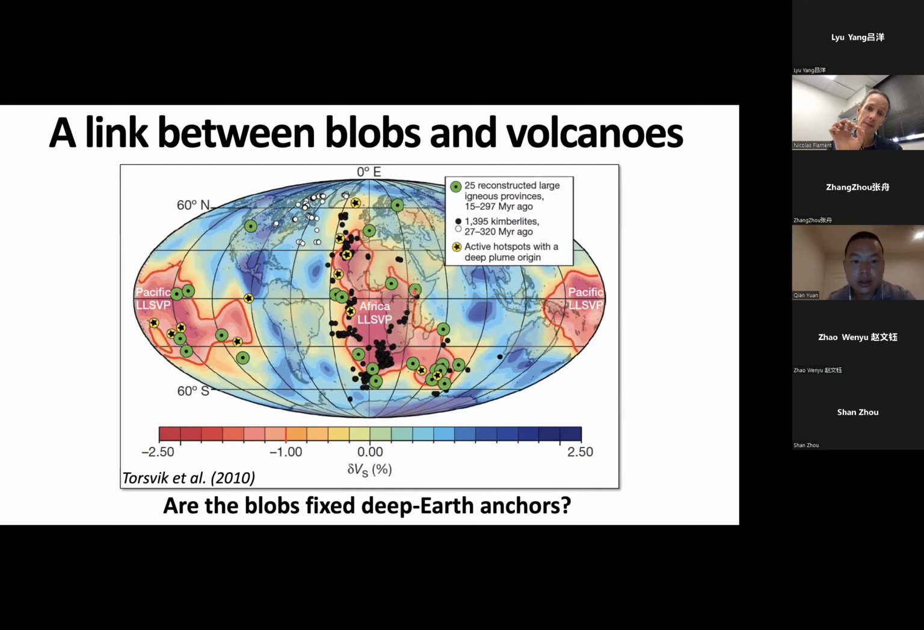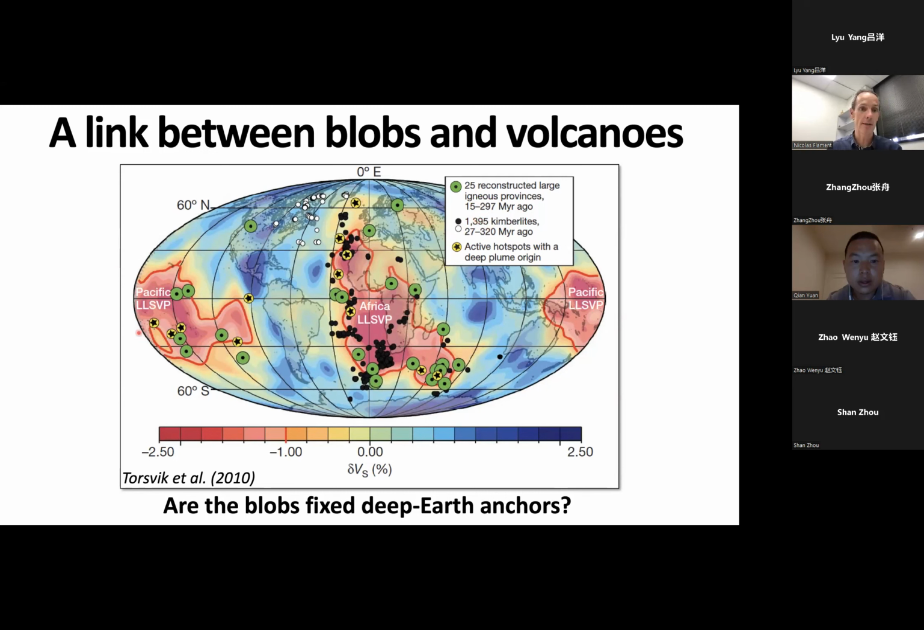When these large igneous provinces are reconstructed to their time of eruption and shown at present day, which is what we're looking at here, they tend to be around the blobs. There's not many of them. There's about 25 of them in the last 300 million years, which is why the authors here also consider kimberlites. Kimberlites are much smaller volcanic features, but there's many more of them.